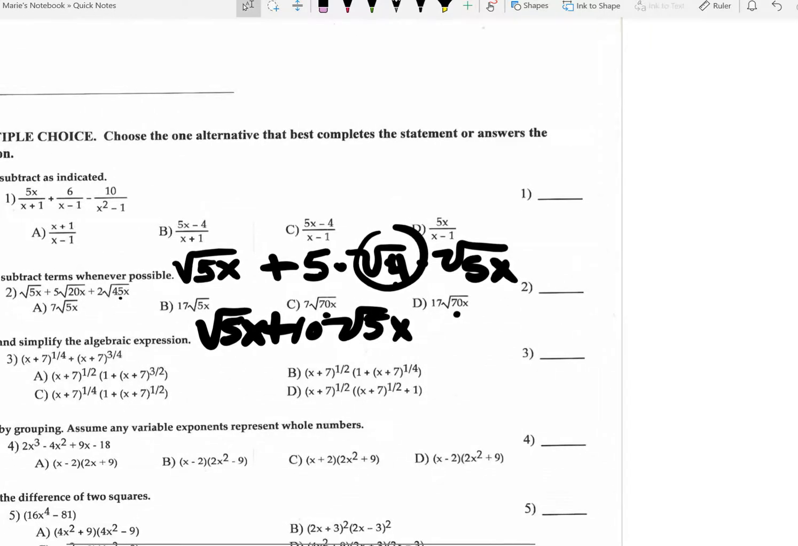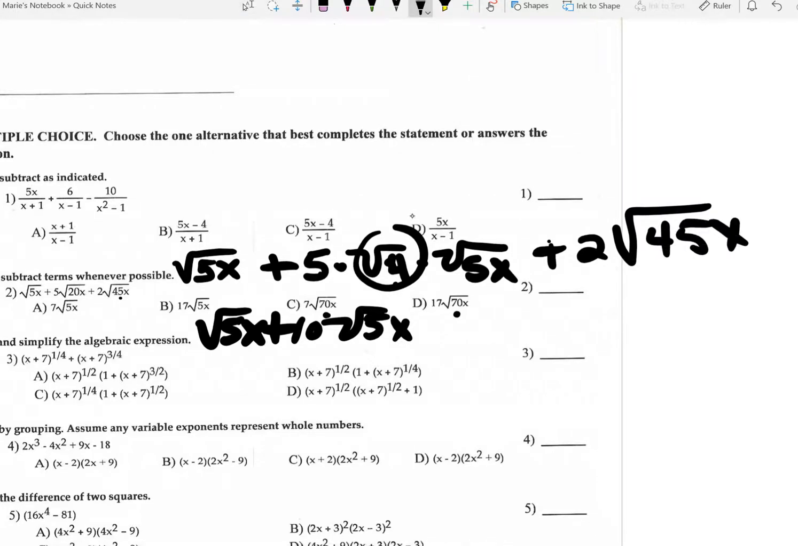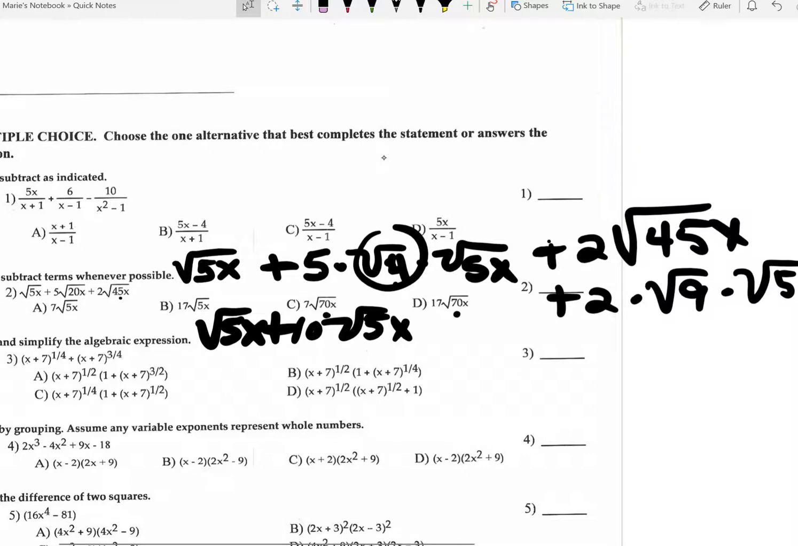For the next term, I have plus 2 square root 45x. And so I know that I have a perfect square in there, so I really have a plus 2 times square root of 9 times square root of 5x. So if you notice, I'm leaving the 5x untouched. This is going to leave me 3 times 2, which is 6. So thus far, I have a plus 6 square root 5x.